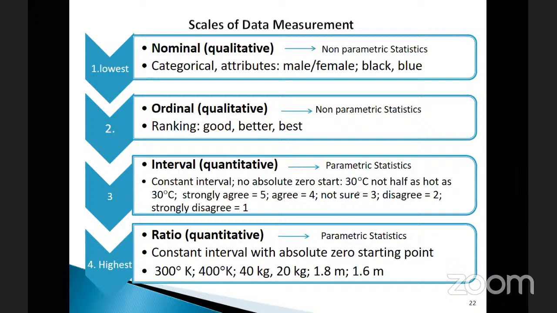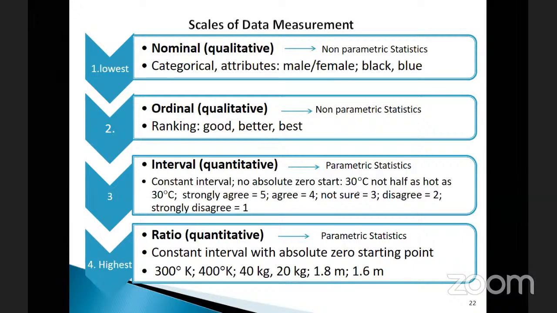Now, the highest level of data measurement is the ratio level. This is quantitative. Here we have a constant interval, and it has a zero starting point. Like the case of degree centigrade, Celsius, it doesn't have an absolute zero starting point. But if you want to convert degree centigrade to an absolute temperature, you add 273 and convert it to Kelvin. And the Kelvin scale is absolute. Degree centigrade is not absolute.